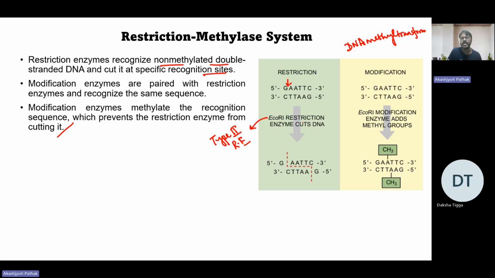So EcoR1, the restriction enzyme, cuts the DNA, while the EcoR1 modification enzyme is paired with it. Once the modification enzyme adds a methyl group to the adenine nucleotide, the restriction enzyme can no longer cleave at the recognition site.